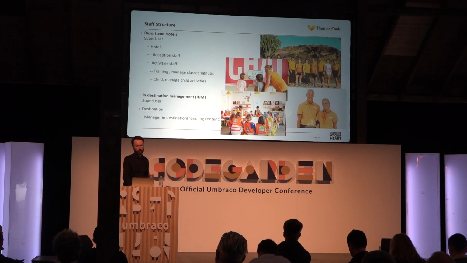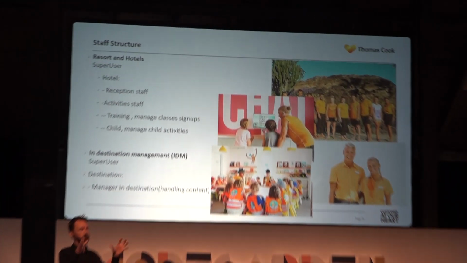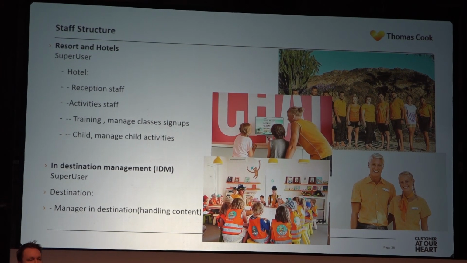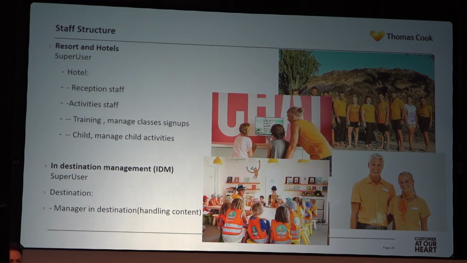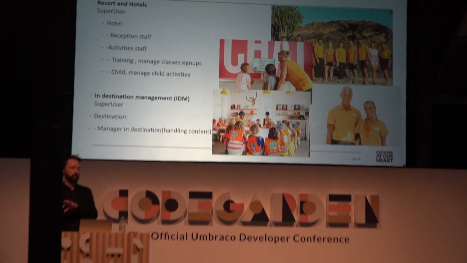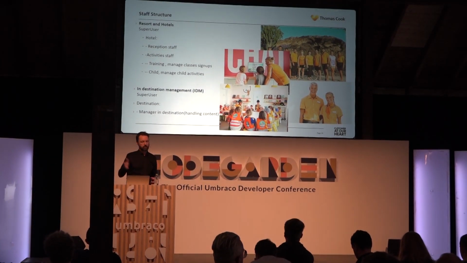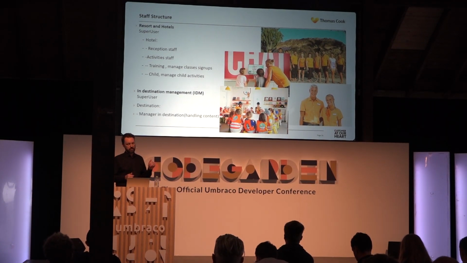As for the staff structure in resorts and hotels, in the hotel we have people working in the reception. We have activity staff, who are the ones working with the children in Miniland, and we also have the training staff, who are the ones doing the yoga classes and bootylicious and all of that stuff. These are basically the ones that we need. They wanted to update information and get access to the information. And then in the destination, which is the other part, we have one super user, and the destination staff are managing the content as well.